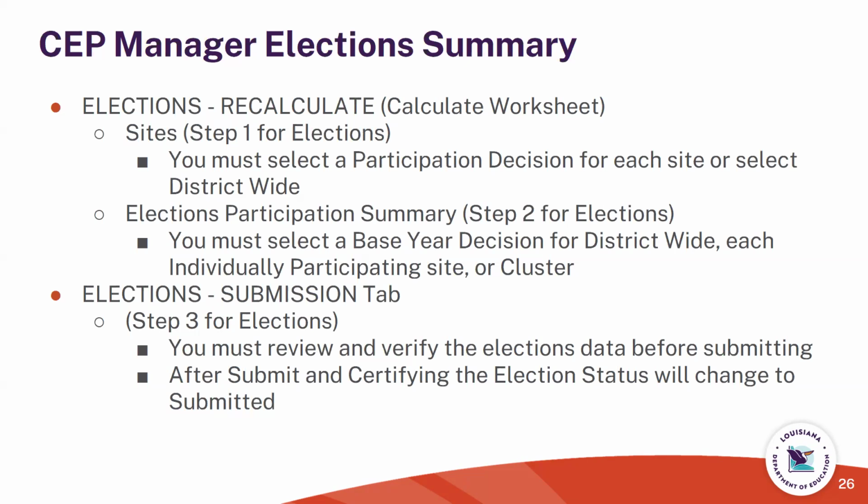The data displayed in the table will be dependent on your selection in the base year decision column. You must select a base year decision for each site. Then you move on to the next tab, which is the election submission results. On this page, you must review and verify the elections data before submitting, and after submitting and certifying, the election status will change to submitted. So we're going to be going through these 3 steps for 3 different scenarios.